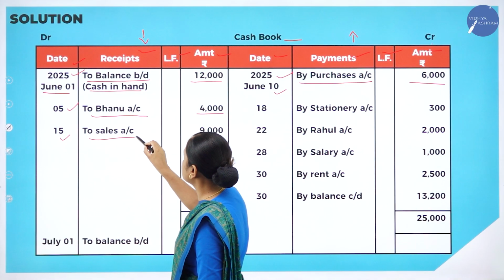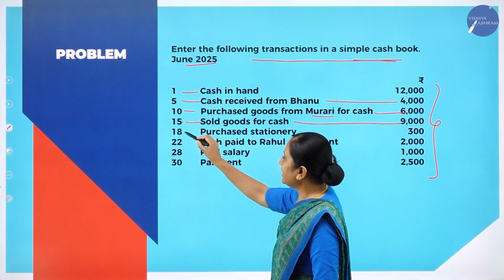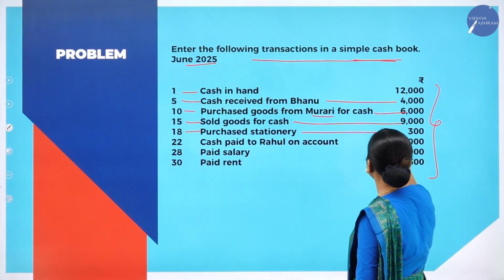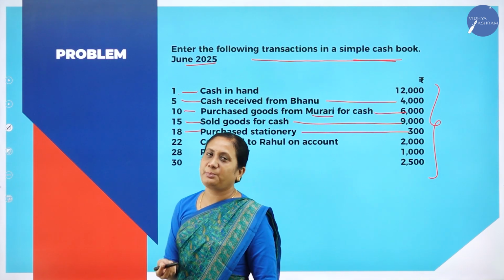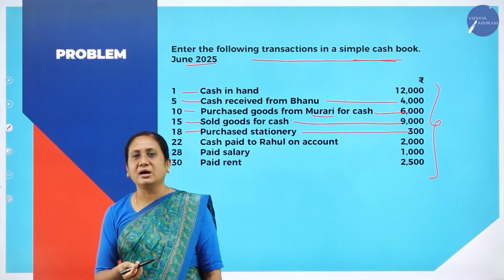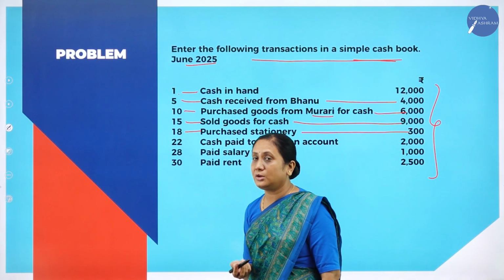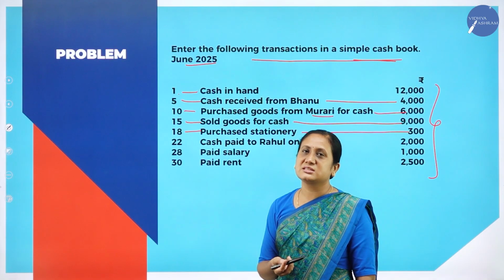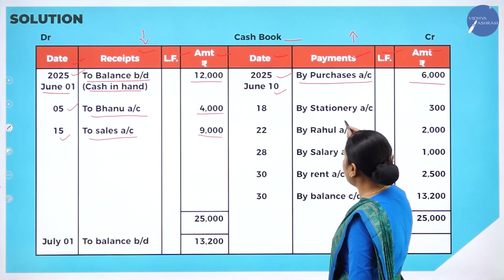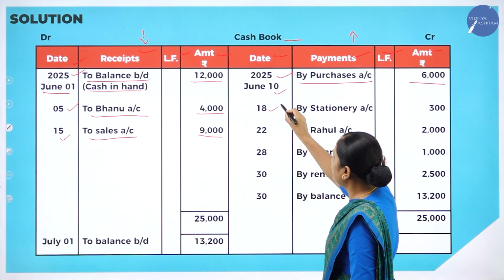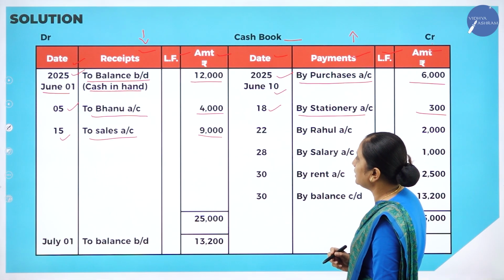15th, to sales account 9,000. Next one, 18th date, purchased stationery 300. The business is in need of some papers, pen, ink, etc. So the business is buying stationery. What is happening to the cash when they are buying stationery? There is an outflow of cash, correct? So we should enter it on the credit side. Okay, 18th, by stationery 300 in the amount column.